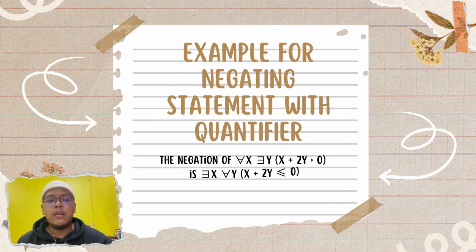Next, I will explain an example of negating a statement with quantifiers. As I stated here, there is only one example. The question asks us to negate: for all x, for some y, x plus 2y greater than 0. So we negate the whole statement that we got: for some x, for all y, x plus 2y less than or equal to 0.